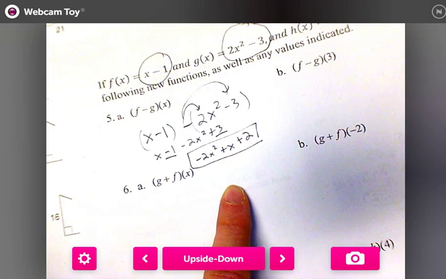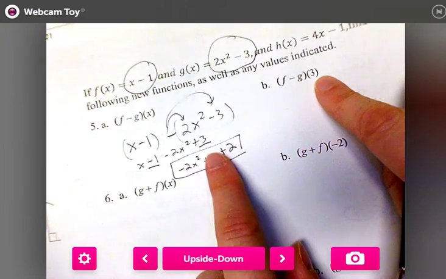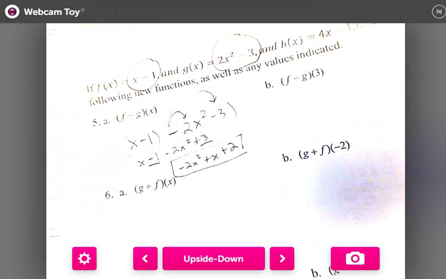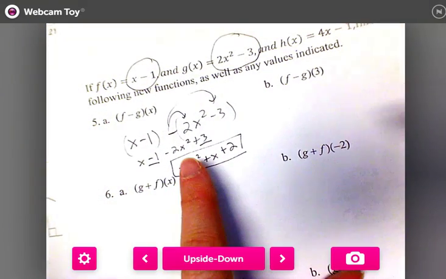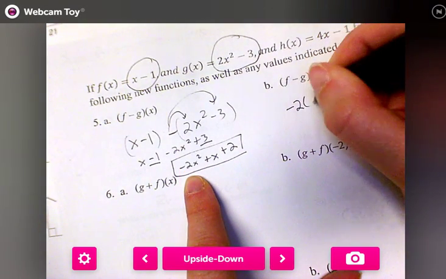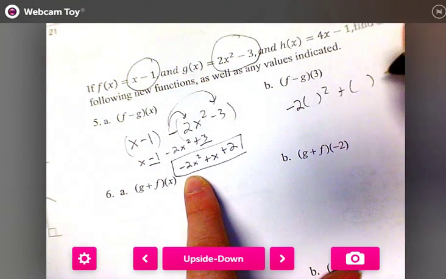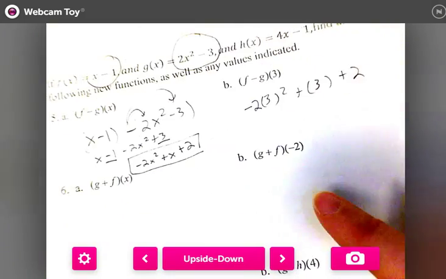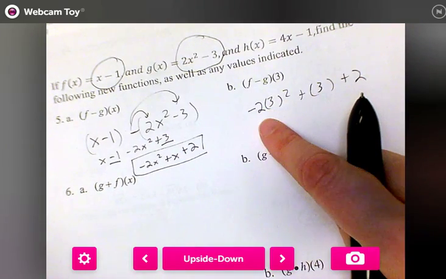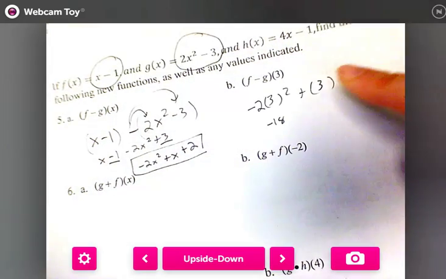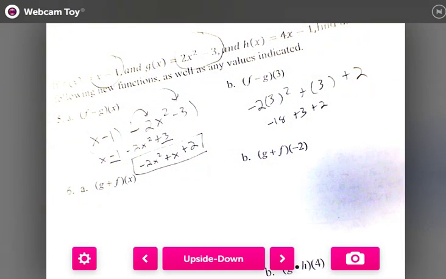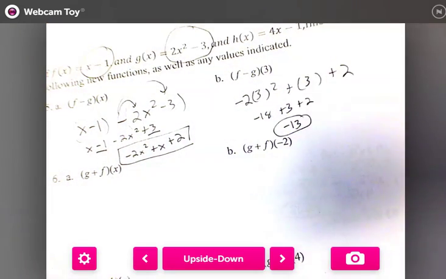Okay? And now the next step for part B is all I do is I plug a 3 wherever there's an x. A lot of you guys got this part wrong because you created a whole new thing over here. All you have to do is take the one from A, and then instead of an x, you're going to put a 3. Okay? And then 3 times 3 is 9. 9 times negative 2 is negative 18. Plus 3 plus 2, so negative 18 plus 5 is negative 13 is your answer. Okay?